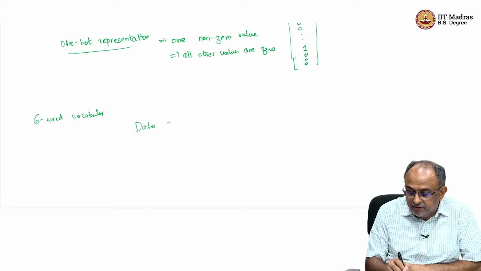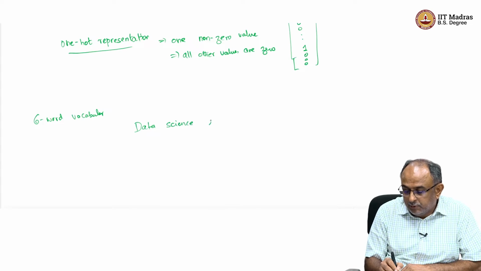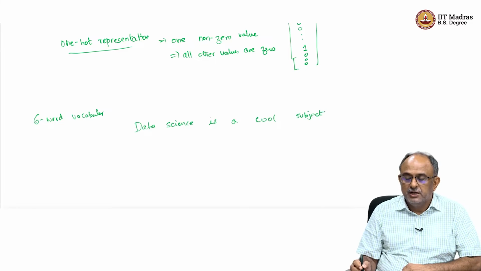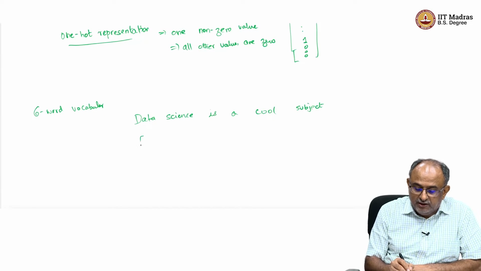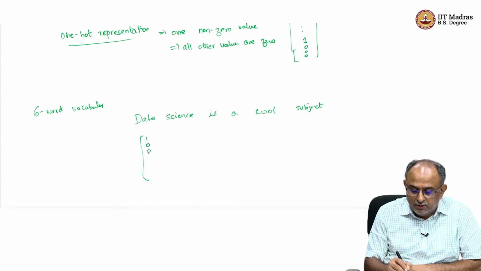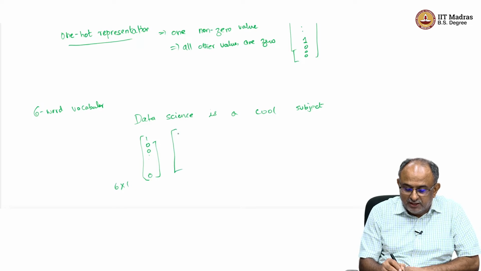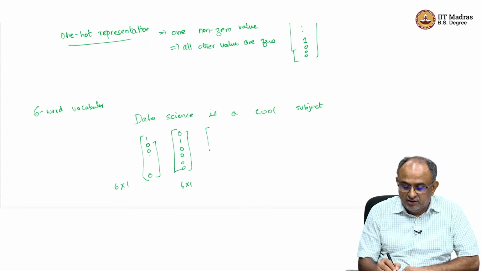Data science is a cool subject, something like this. Now I can simply say in the first word I will put 1 and all the others zeros. So, this is a 6 cross 1 vector representing data. Similarly, for the next one I will have 0, 1, 0, 0, 0, 0. This is the word for science. The third is 0, 0, 1, 0, 0, 0. This is for is.